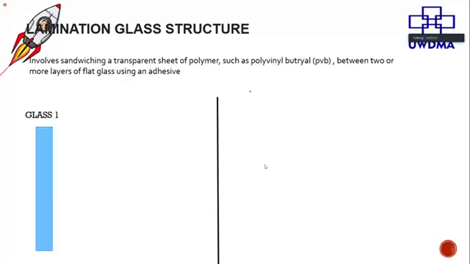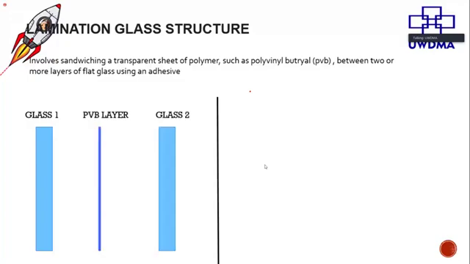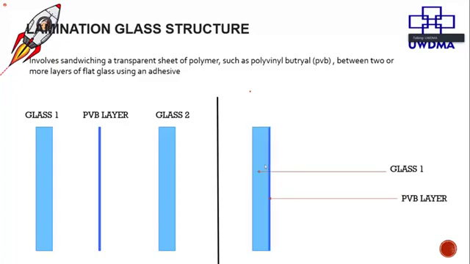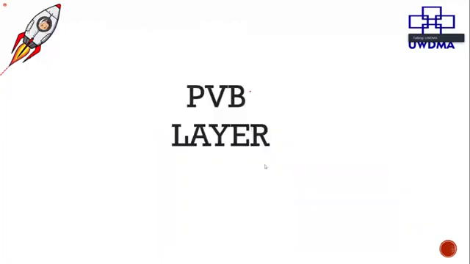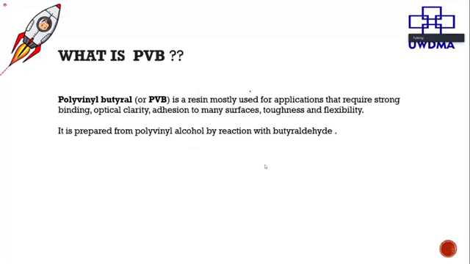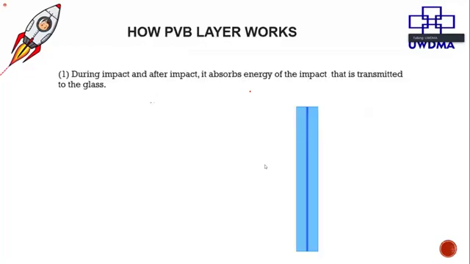Okay, so now let's see what the laminated glass is. Laminated glass is a kind of sandwich glass where there are two glasses bound together with a PVB layer, a flexible layer, that is polyvinyl butyral. Like this, there is glass 1, then we have the PVB layer, and then we have glass 2. So the PVB layer is a very flexible, elastic layer. So how does it perform?